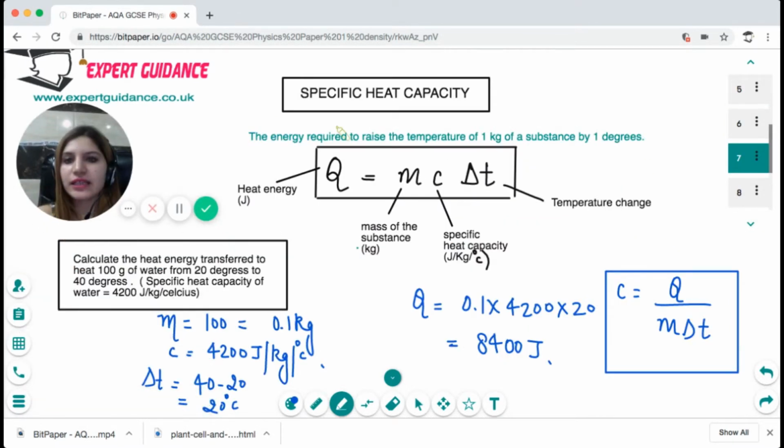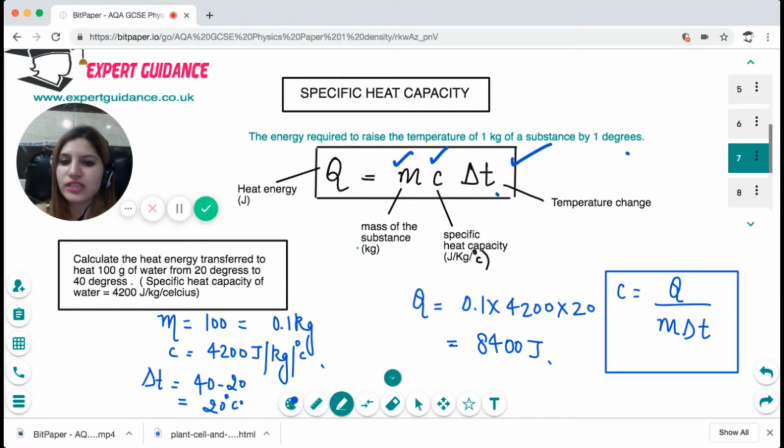Now let us look at what is specific heat capacity. Specific heat capacity is the energy required to raise the temperature of 1 kilogram of a substance by 1 degree. So the heat energy that will change the temperature depends on mass of the substance, the specific heat, and the temperature change. For example, calculate the heat energy transferred to heat 100 grams of water from 20 to 40 degrees. So what is the temperature change?